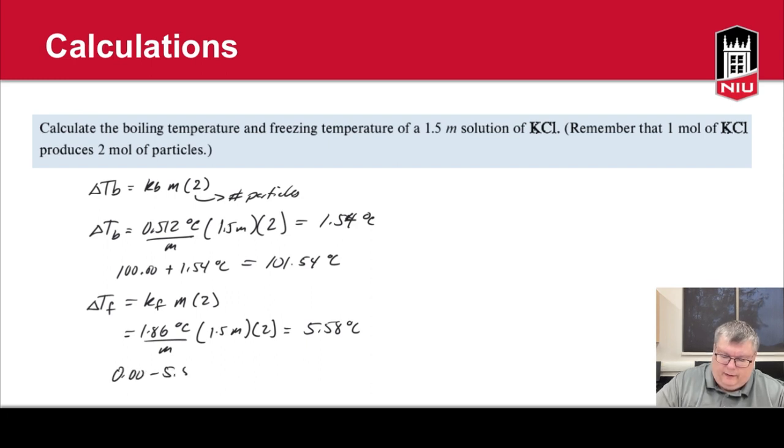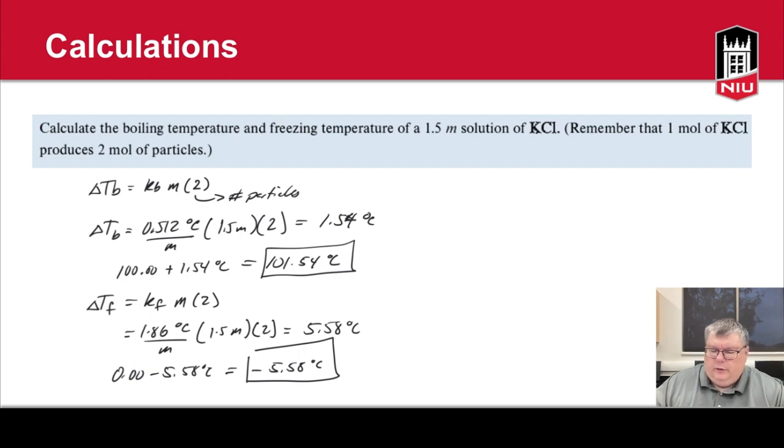0.00 minus 5.58 degrees C gives us a negative 5.58 degrees C. So you can see adding sodium chloride or potassium chloride, or any dissociating solute, any electrolyte solution, is going to double or maybe triple, depending upon the number of particles, the freezing point depression as compared to something that doesn't dissociate, like sugar. We don't put sugar on our sidewalks, although we could. It's just not nearly as effective.